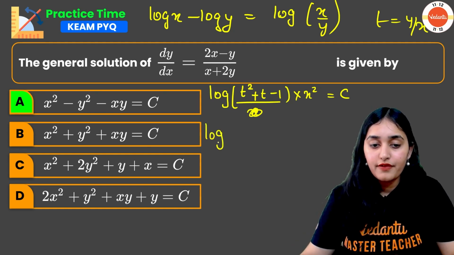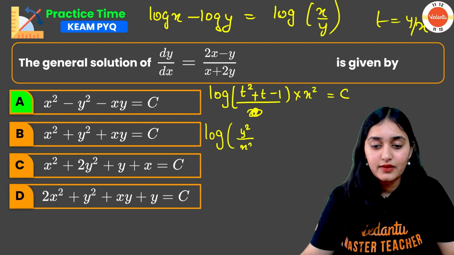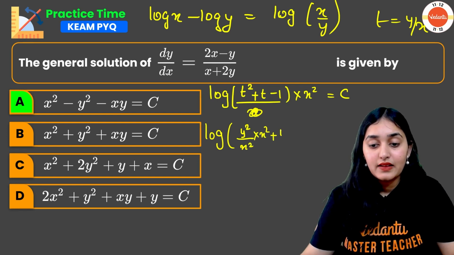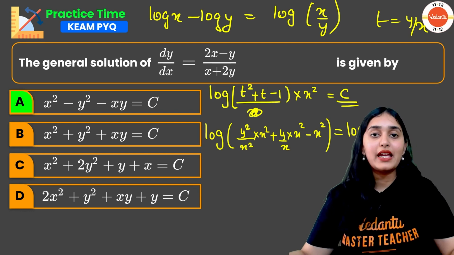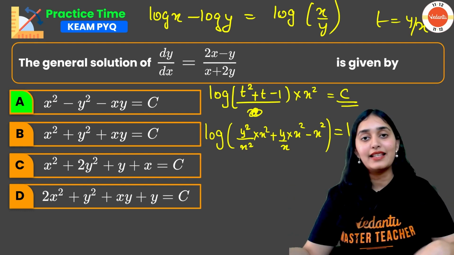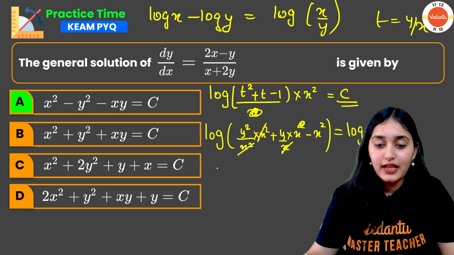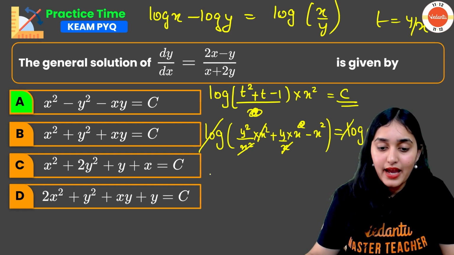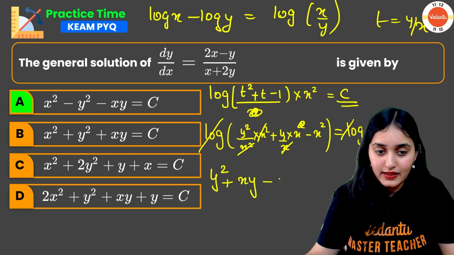So you get log of t square is y square by x square into x square plus y by x into x square minus x square is equal to, we can write the constant as log c. Any constant is any constant. Log c, since c is just a constant. Now just simplify. X square cancel, x and power cancel. So log cancel. You have y square plus xy minus x square is equal to some constant c.